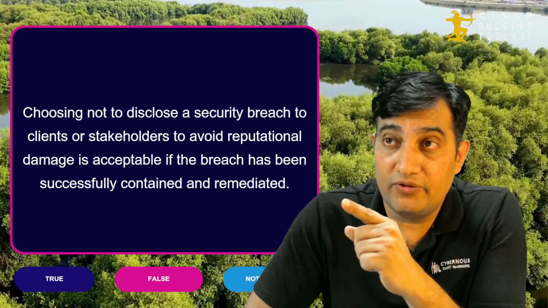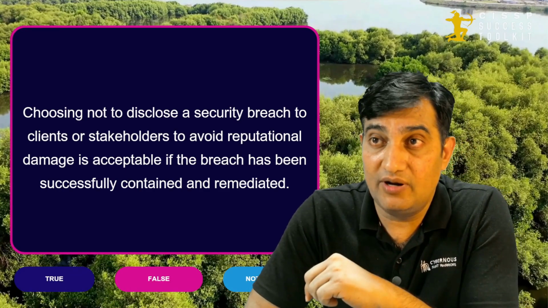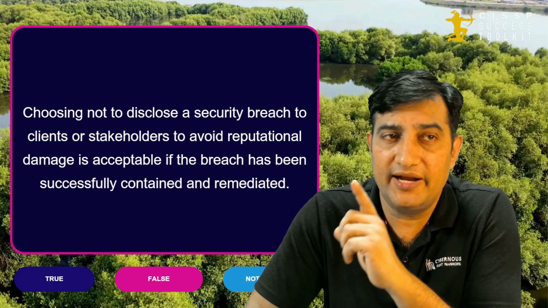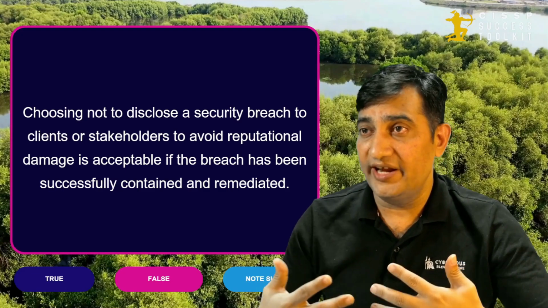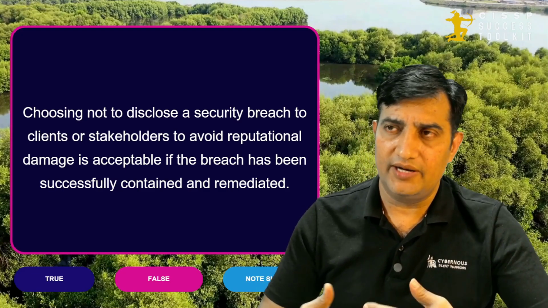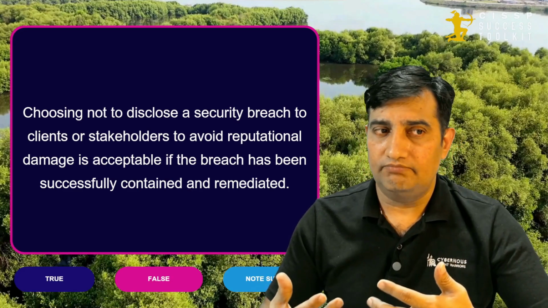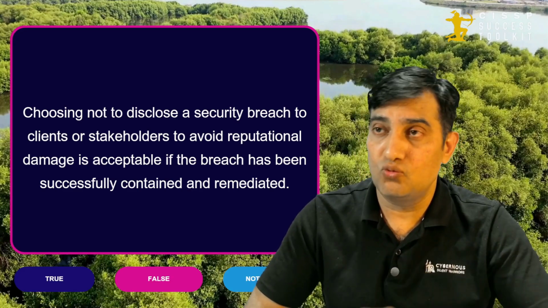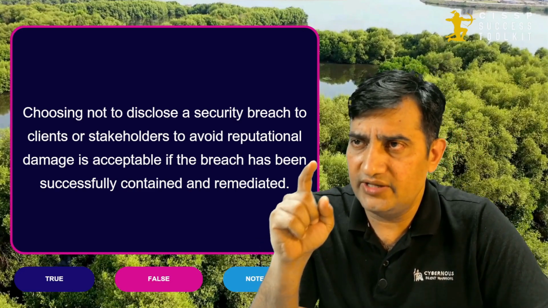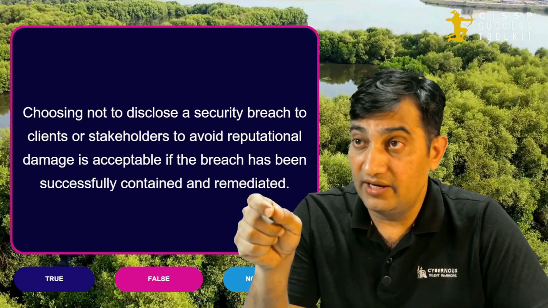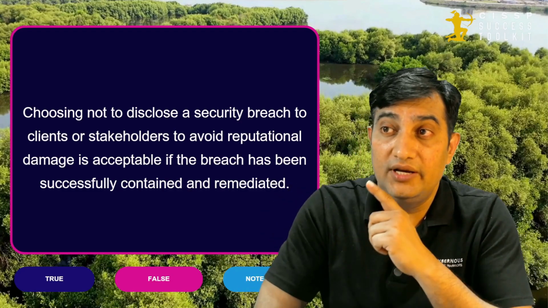Choosing not to disclose a security breach to a client or stakeholder to avoid reputational damage is acceptable if the breach has been successfully contained and remediated. Now this says you are prohibiting yourself from reporting a particular vulnerability because it has already been fixed and there will be a lot of reputational damage. Actually, this is against the ISC2 Code of Ethics. Canon number 2 says act honestly, justly, responsibly and legally. If you don't do that, you are not legally correct.